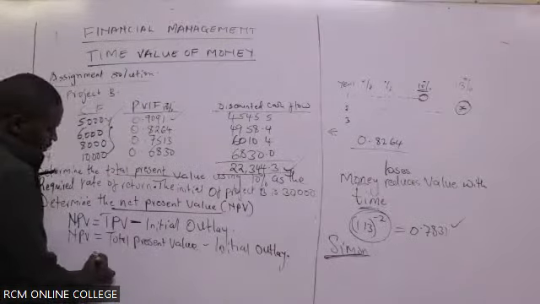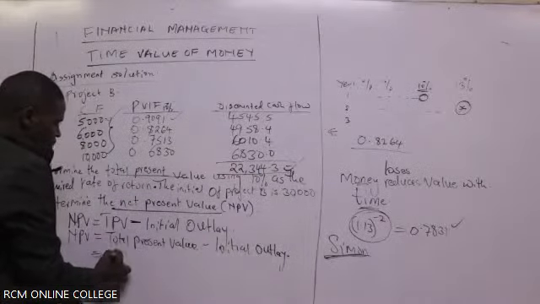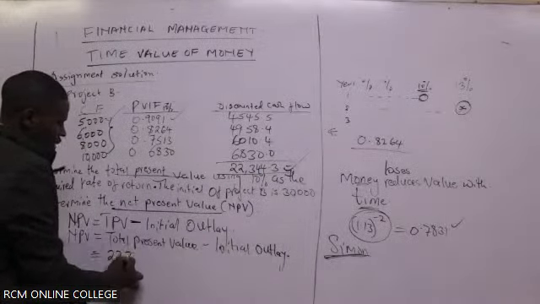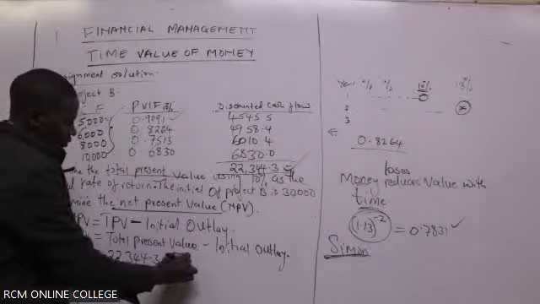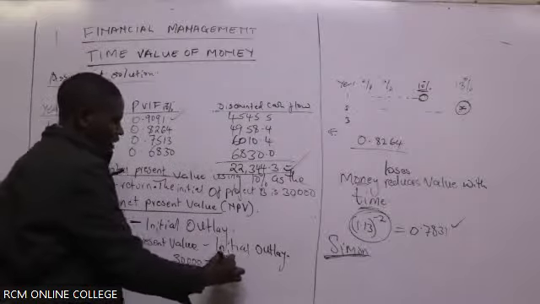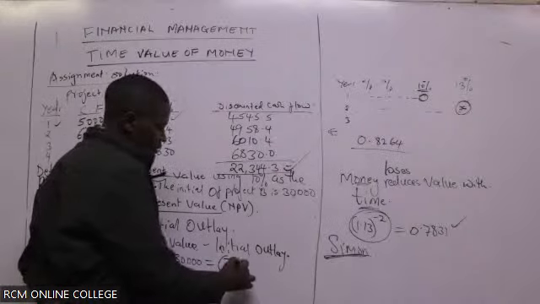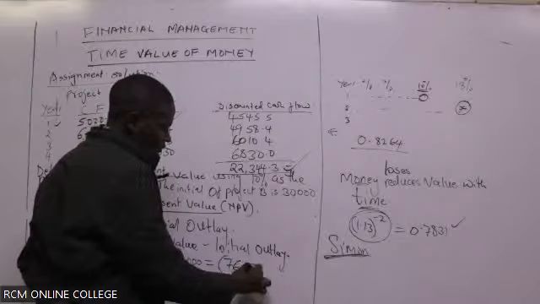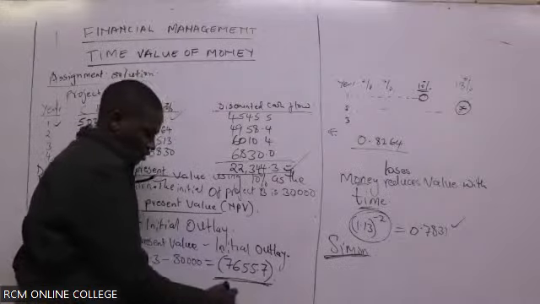Our total present value is 22,344.3 minus 30,000. Of course, this is smaller, so it will be negative 7655.7. Thank you, and thank you so much.